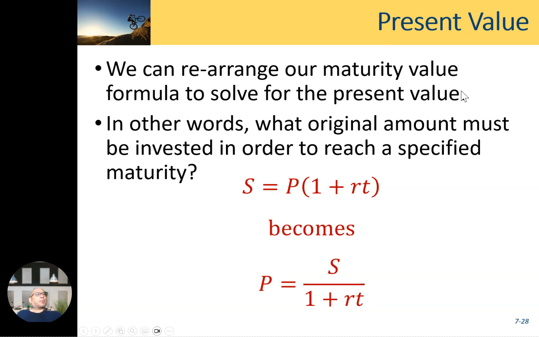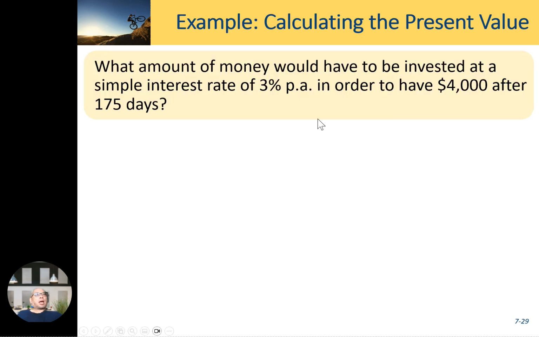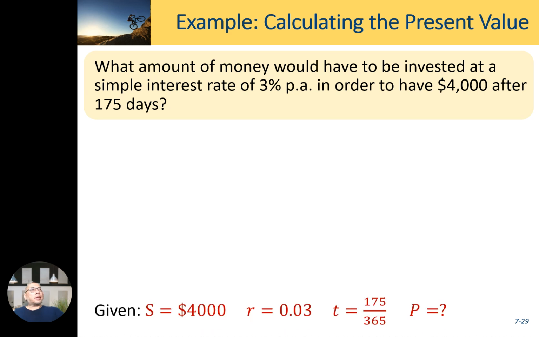And then the present value is the reverse. We can rearrange the maturity value formula to solve for the present value. This is the logic. So it becomes P, the present value, equals S over 1 plus R T. When we do that, look at the example here. What amount of money would have to be invested at simple interest of 3% per annum in order to have 4,000 after 175 days? How are we going to calculate this?